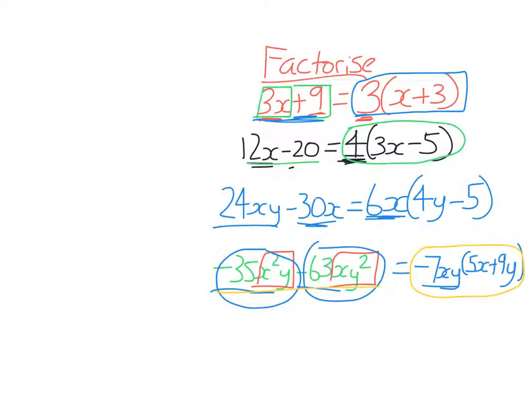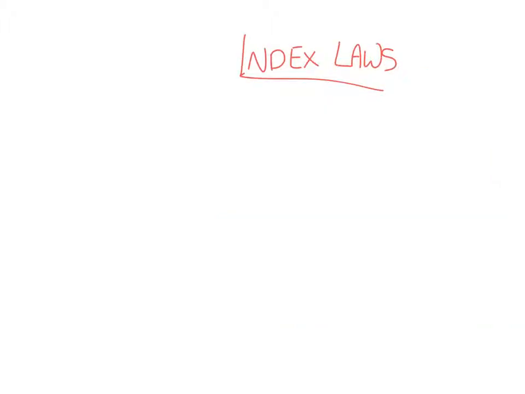All right, our final thing that we need to go through is index laws. Once again, please pause and copy down if you need. So if we have something like this, you're probably aware that it means that you multiply this number this many times. So it's just 4 times 4 times 4, and of course that just gives you 64.